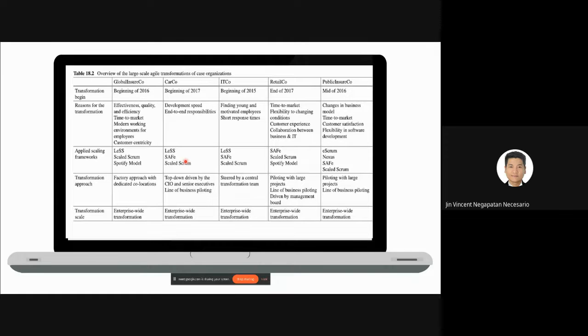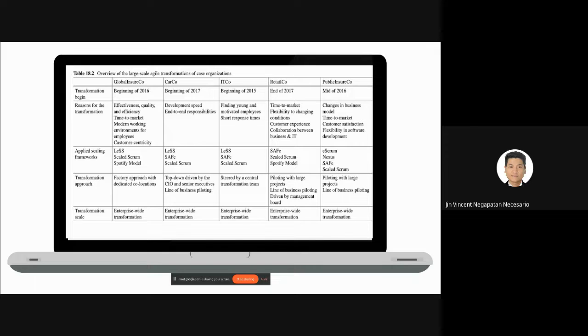So for example, I'm personally familiar with LeSS. LeSS means you can basically take this Scrum framework and upsize it for an enterprise. So in other words, LeSS is Scrum, only bigger.